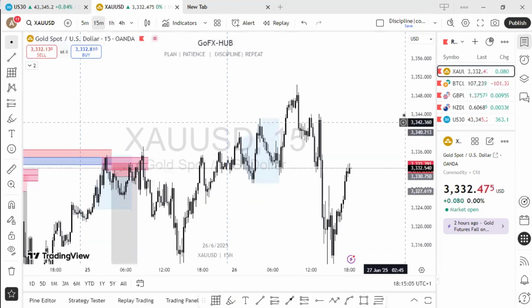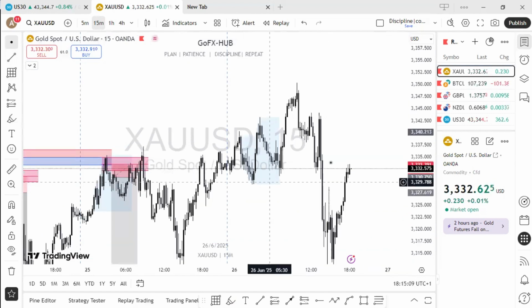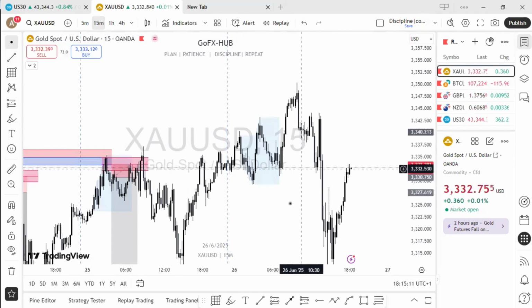But today again, this would have been a massive win for me, but I was not on chart today. So this would have been a massive good setup for me today.